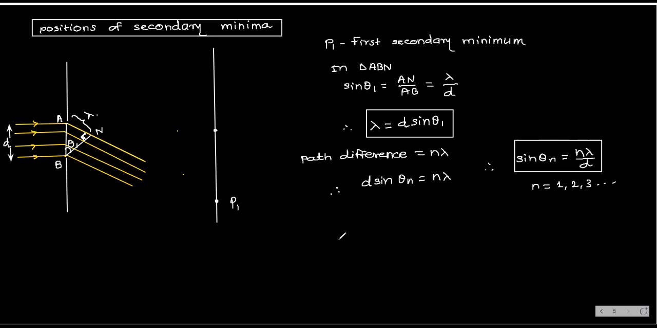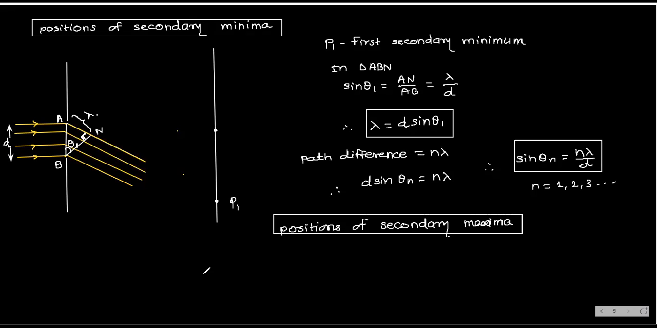Next one, similarly, positions of secondary maxima. So in this case, for maxima, what we are getting? That is 3 lambda by 2 is equal to d sine theta 1 dash. Next, 5 lambda by 2 is equal to d sine theta 2 dash and so on.